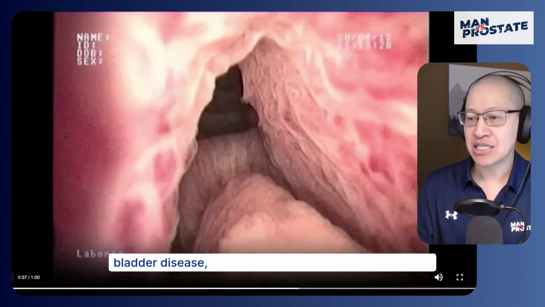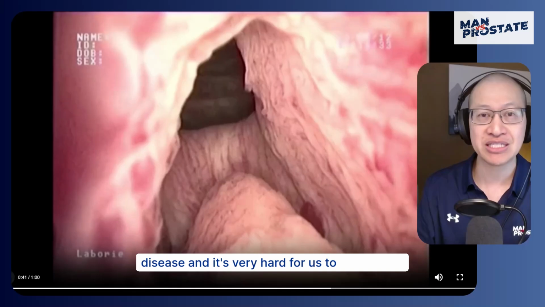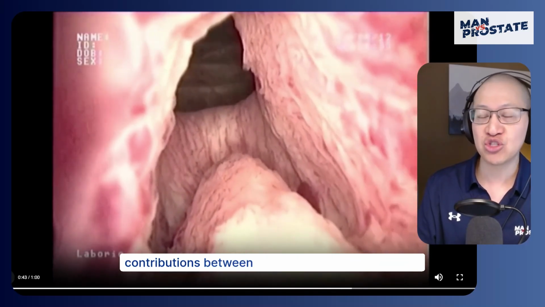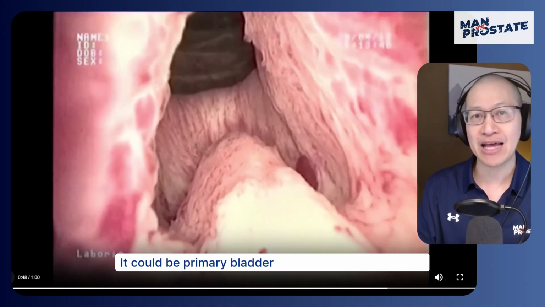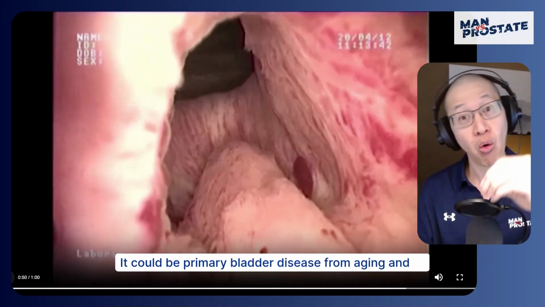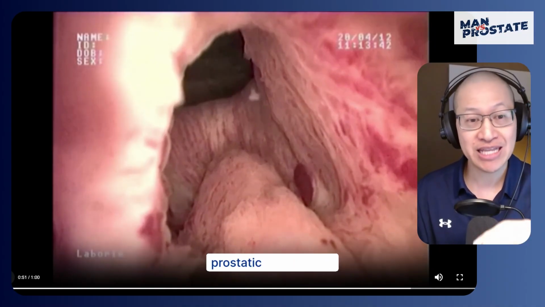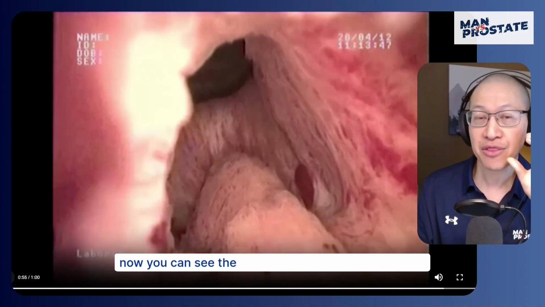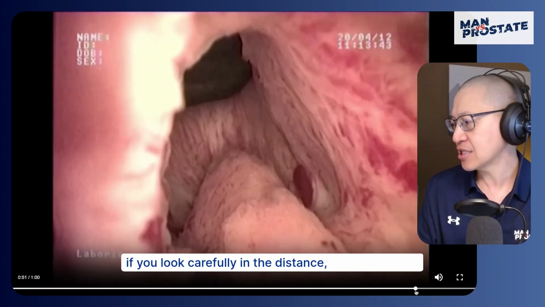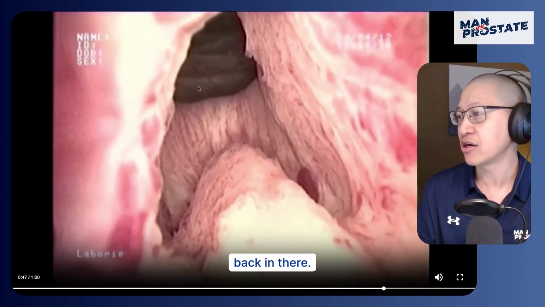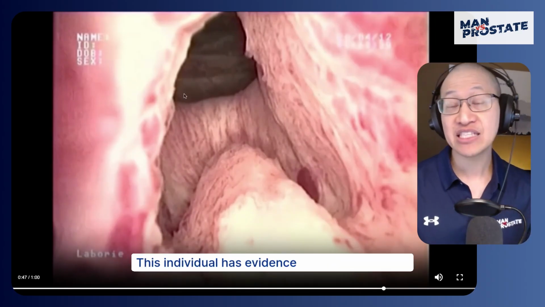Remember, bladder disease, there's primary and secondary bladder disease, and it's very hard for us to discern the contributions between those two relative etiologies. It could be primary bladder disease from aging and/or secondary bladder disease from causes like benign prostatic obstruction. Now you can see the channel of the prostate, it's wide open. If you look carefully in the distance, we can pull this back, and there, you see that? Those trabeculations. This individual has evidence of bladder disease.